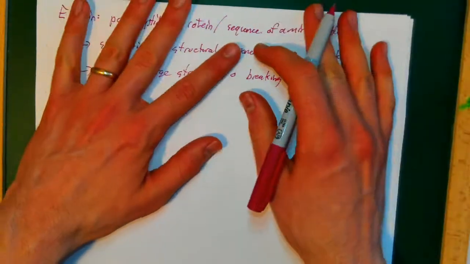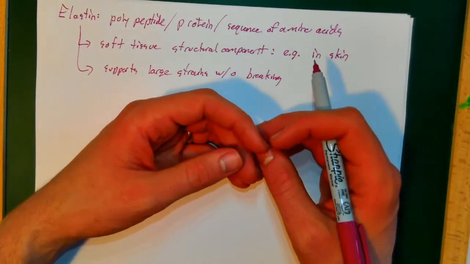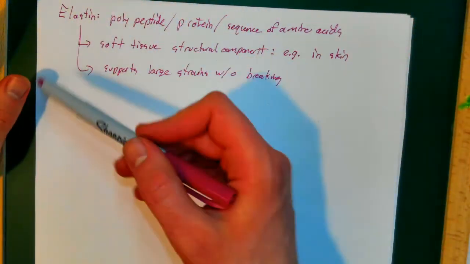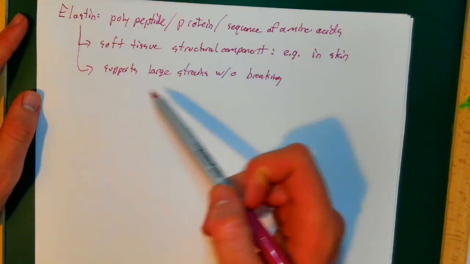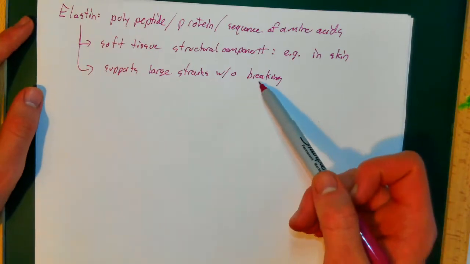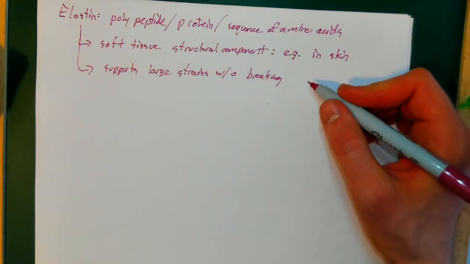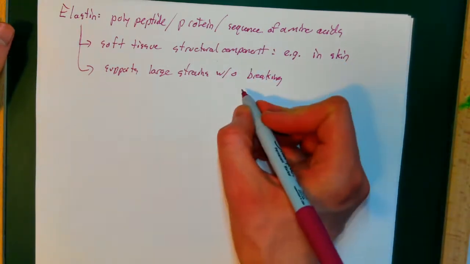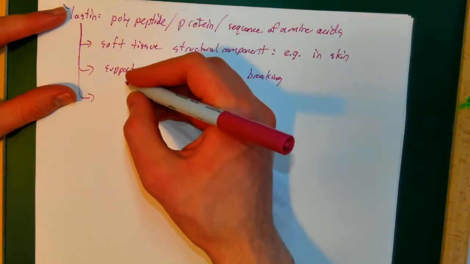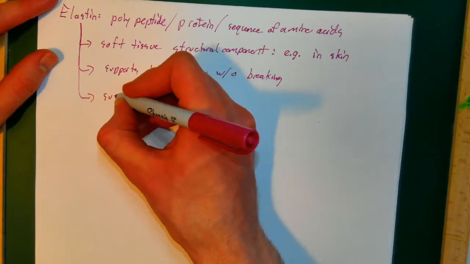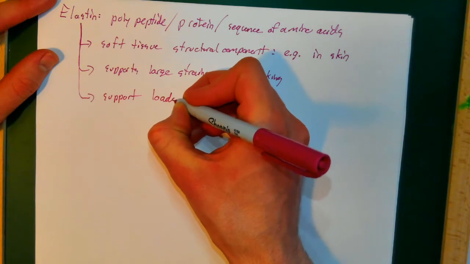Except, I guess, in the winter when your hands get really cold and your skin gets brittle and chaps and cracks, which is why we use moisturizer. But anyway, back to elastin. Down at the molecular level, elastin can support large strains without breaking, but it can also support loads indefinitely.